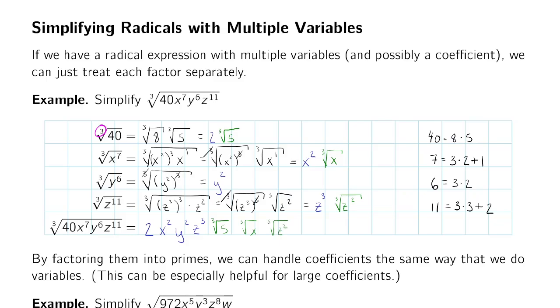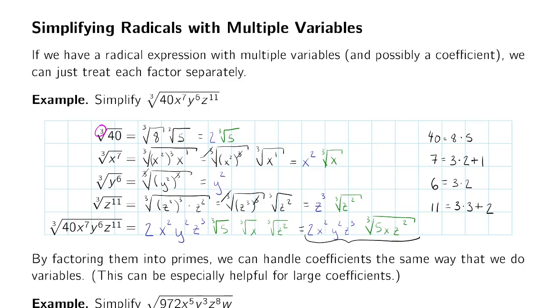And then of course I can combine all of those radicals. So I'll have 2x squared y squared z to the third times the third root of 5x z squared. And that is my final simplified expression. And again, note, no absolute values because I was taking an odd root.